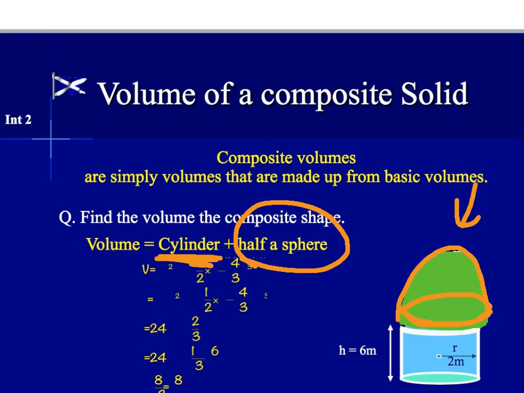So to do this, we would do the formula for volume of a sphere, which is 4/3 pi r cubed. It tells us that the radius of the cylinder is 2 meters. Well, that same base of the cylinder is attached to the sphere. So the radius for the sphere and the cylinder is going to be the same thing.